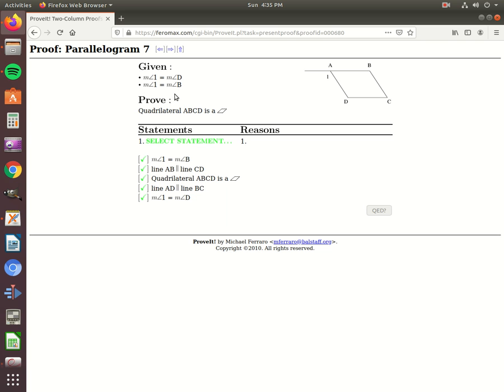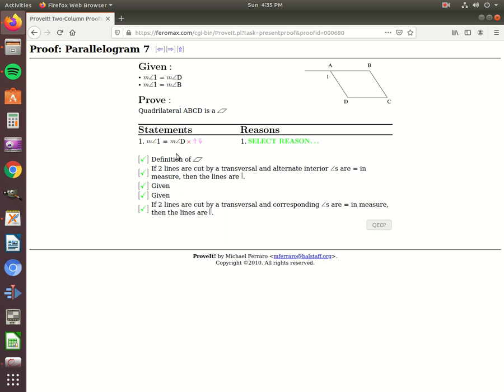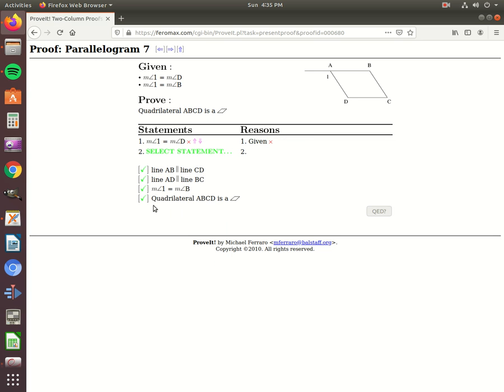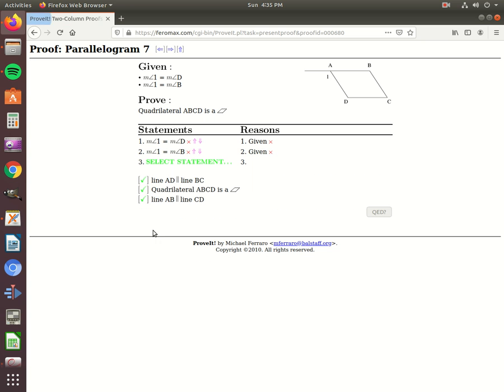Again, hopefully you're pausing it and trying it for yourself, but I'm going to start with the given. I'm trying to prove that the quadrilateral is a parallelogram, it looks like. So, all right, I will start with that as a given. So I know angle 1 is the same as angle D because it's given. And I know that angle 1 is the same as angle B because that is given. I think I can say AD is parallel to BC.